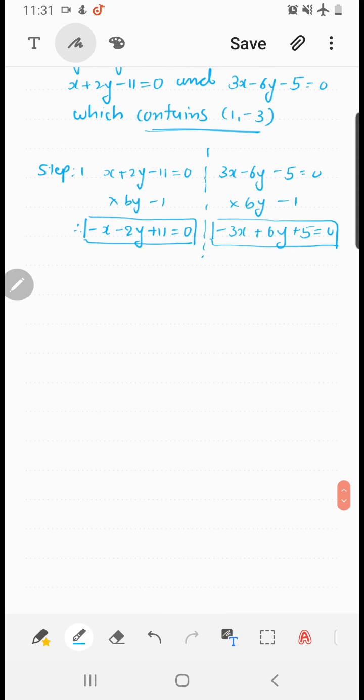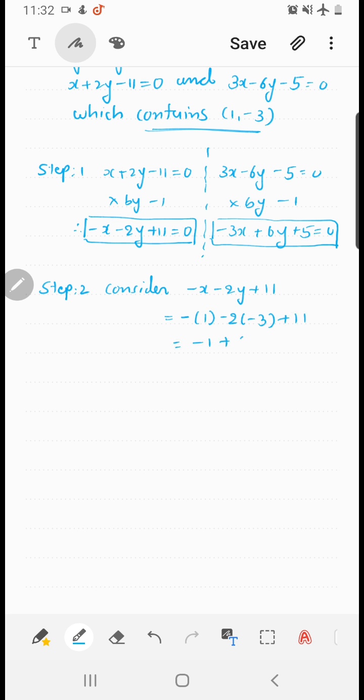So step 1 is over. Now let's go to step number 2. Now this is very important. We consider minus x minus 2y plus 11, and in this let us substitute the point. The point given is (1, -3), so in place of x we put 1, in place of y we put minus 3, plus 11. So what I get: plus 6 plus 11, I get 17. As I said, I'm not interested in the value, I'm just interested in the sign. So the sign is positive.